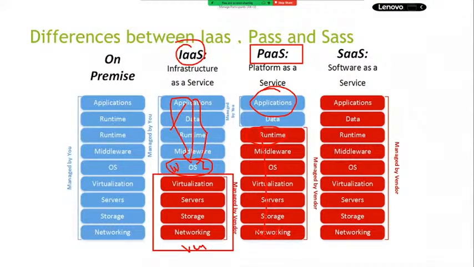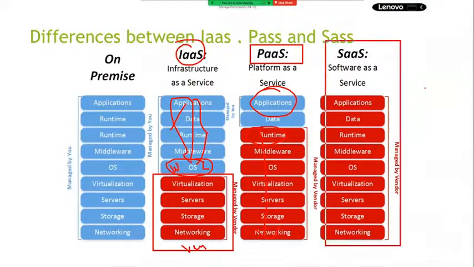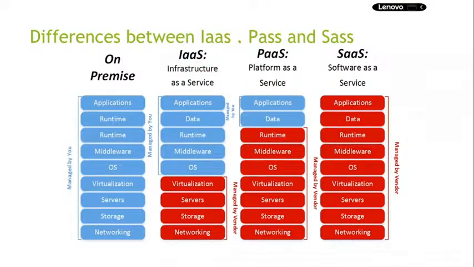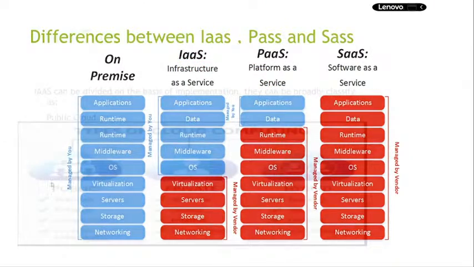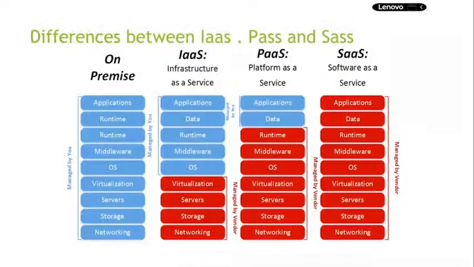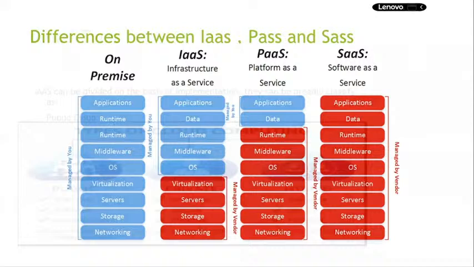Next, Software as a Service. See, nothing is in your hand. Everything is managed by the vendor. You just have to consume whatever they have provided. That's it. That is the difference between on-premises and cloud computing. Okay, next. See, these are the types of cloud.